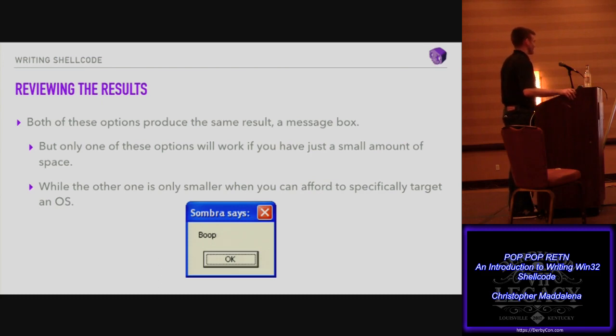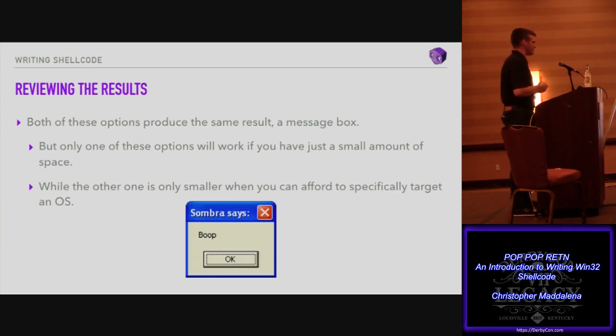So just taking a look at our results here. Obviously, they're both going to do the same thing. I'm not going to bother trying to show you the MSF Venom shellcode. We know it's going to pop up a message box, but so did ours. So why did my 48-byte shellcode do the exact same thing as 252 bytes of shellcode? What are they doing differently?